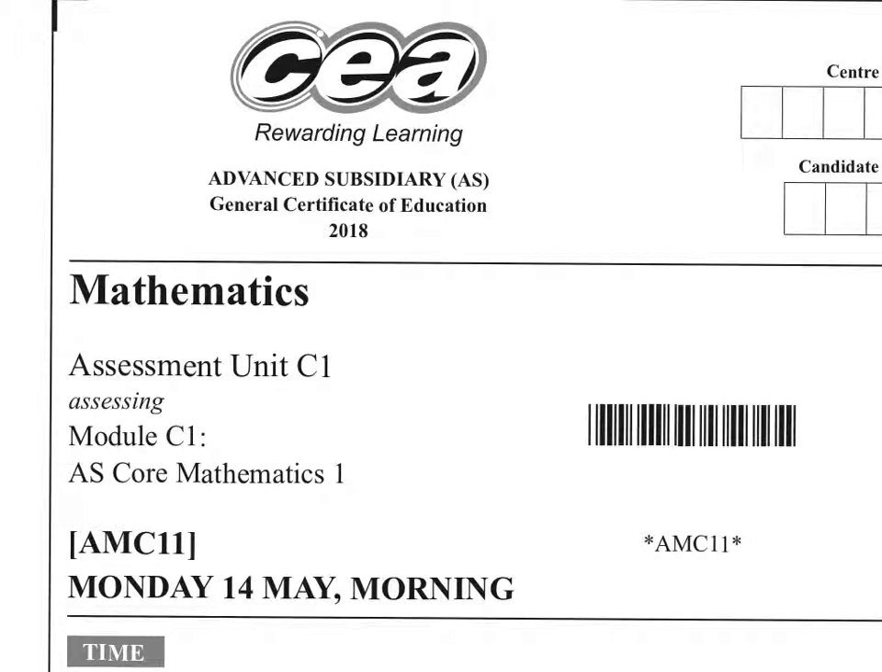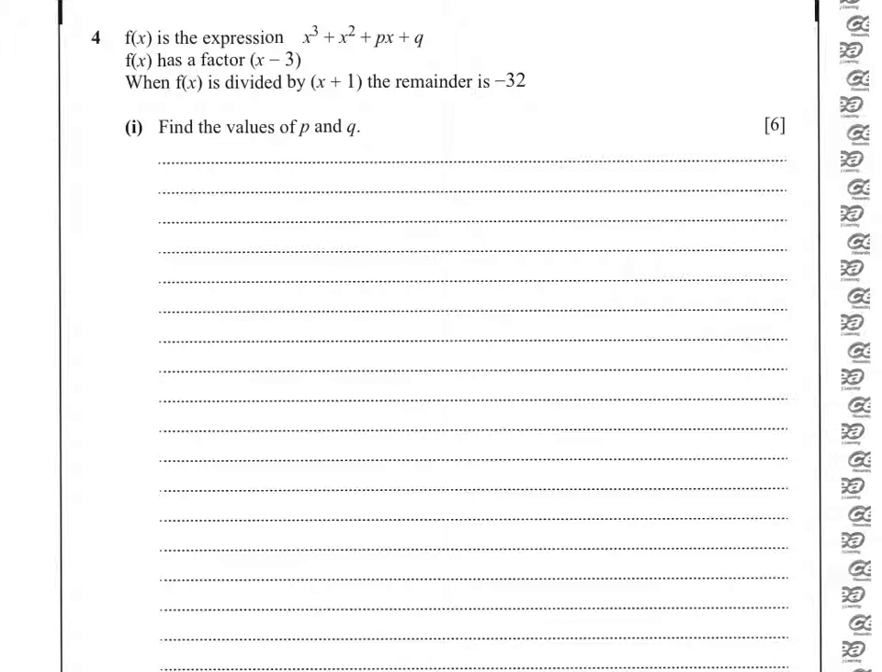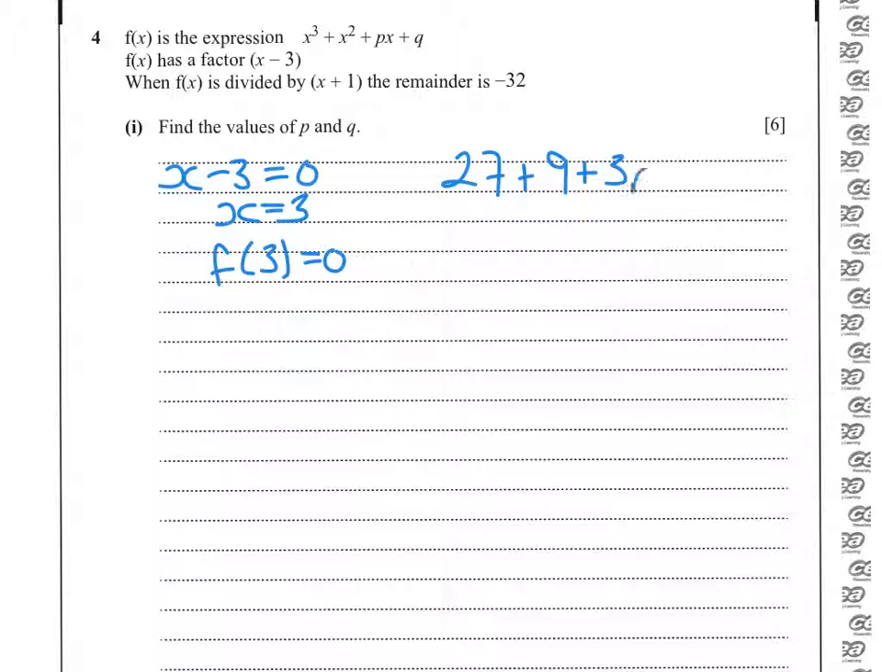C1 2018. So we have that x minus 3 is a factor. If we set x minus 3 equal to 0, that gives us that x equals 3, which means that f of 3 must be 0. 3 cubed plus 3 squared plus 3 times p plus q has to equal 0. So 3p plus q equals minus 36.